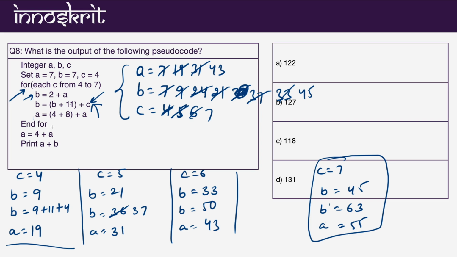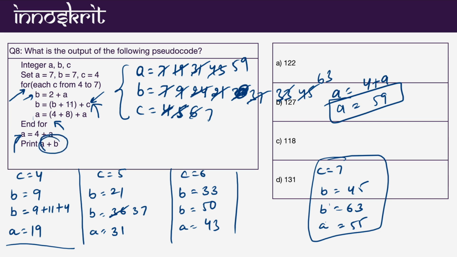Okay, now we have ended up with the for loop, and again we are doing some changes in A. So this A will actually become 4 plus A. And what is A? A is 55, so it will become 59. So the final value of A is 59, B is 45, sorry, B is 63 and C is 7.